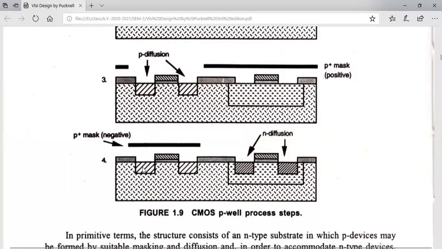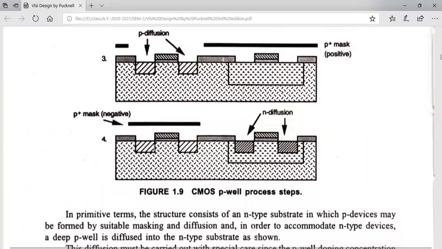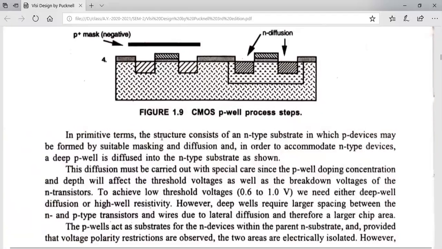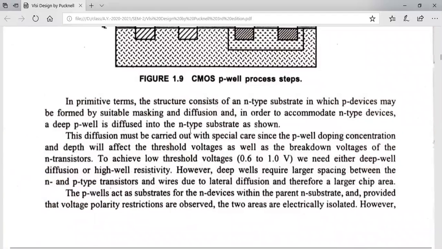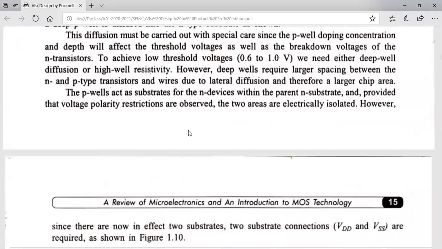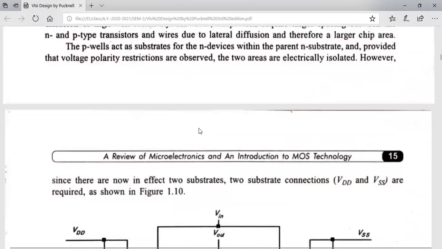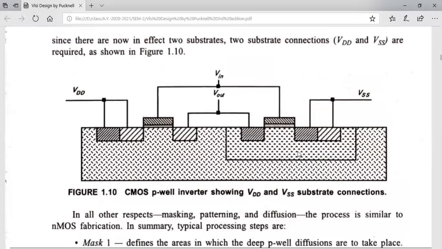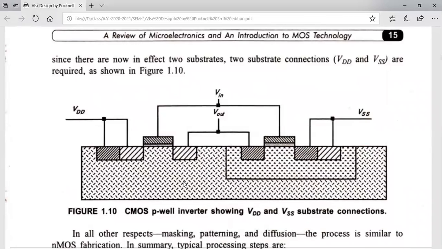Here two transistors are formed successfully, which are separated with the help of the silicon dioxide, which acts as an insulator between the two transistors, avoiding the disturbances created by one transistor on the other, right? So this is the CMOS p-well process. You can see here in this CMOS p-well, we have the NMOS transistor and the PMOS transistor.